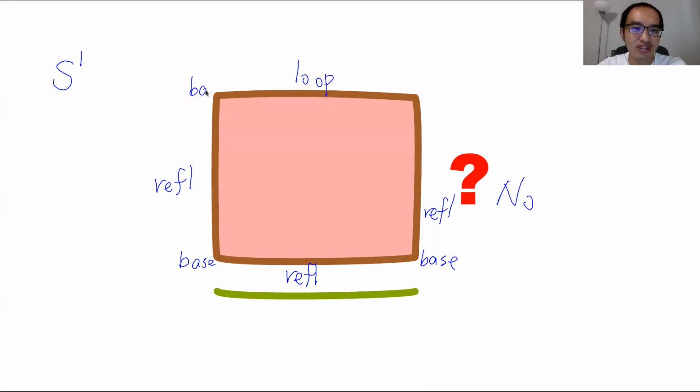This is the base. Excuse my terrible writing. The entire U shape is base, and then you have a loop at the top. You cannot fill this, because by filling this, you're basically saying that loop is the same as refl. You're basically collapsing the entire circle. So in general, you cannot have this.